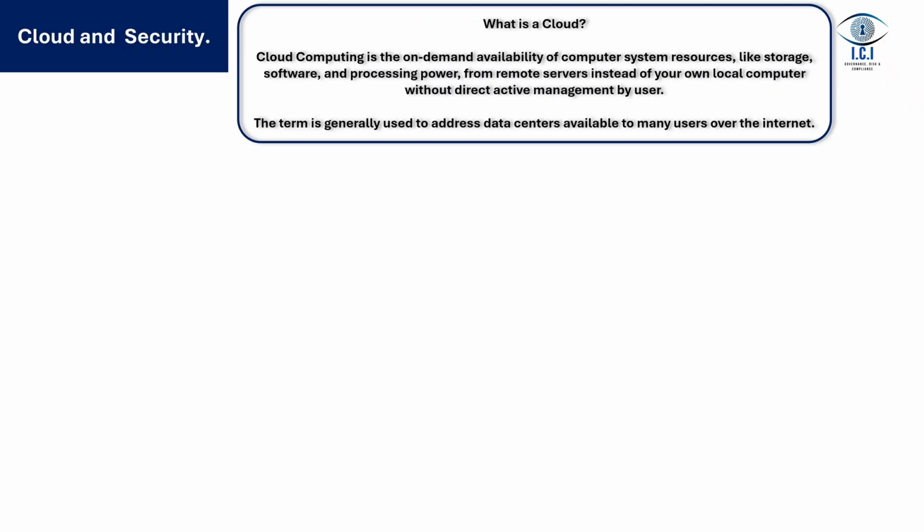So I want to break this down a little. There are keywords we need to look into. The first is on-demand. We say cloud computing is the on-demand. So when we talk about cloud, we're talking about cloud computing. And the first thing was on-demand availability. So what does this mean?